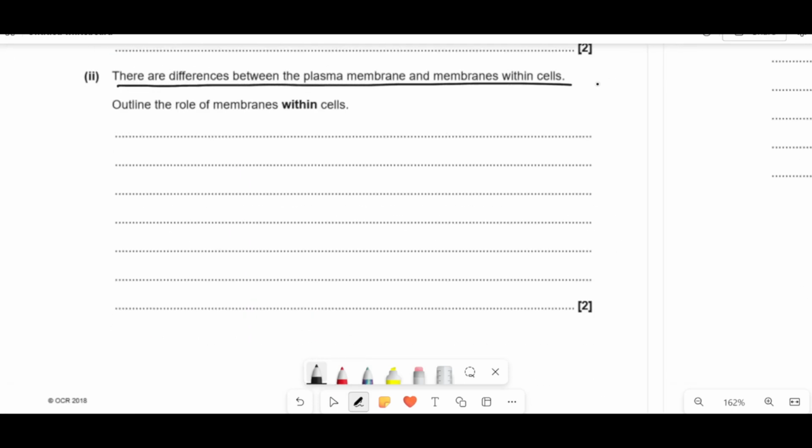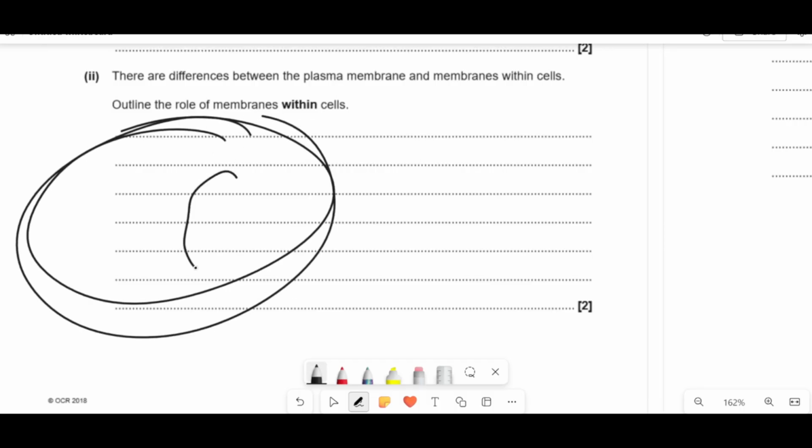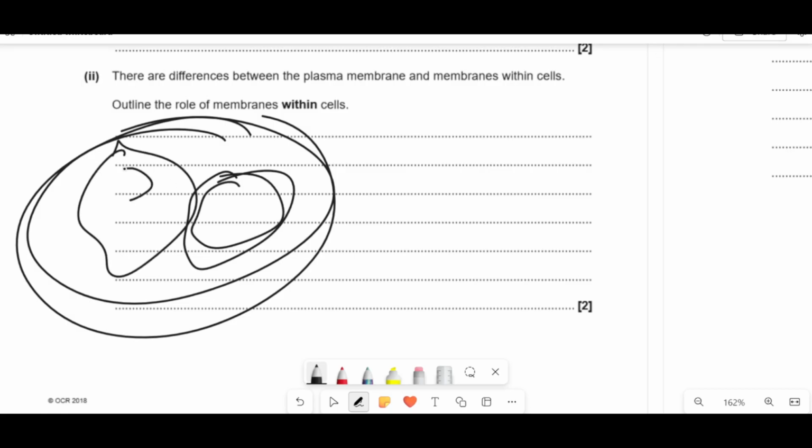There are differences between the plasma membrane and membranes within cells. Outline the role of membranes within cells. So we've got a cell, we've got an outermost membrane, and then, for example, your chloroplast has its own membrane, and your mitochondria also has its own membranes too. So you need to think, why on earth would I want my own membrane in my own organelle?